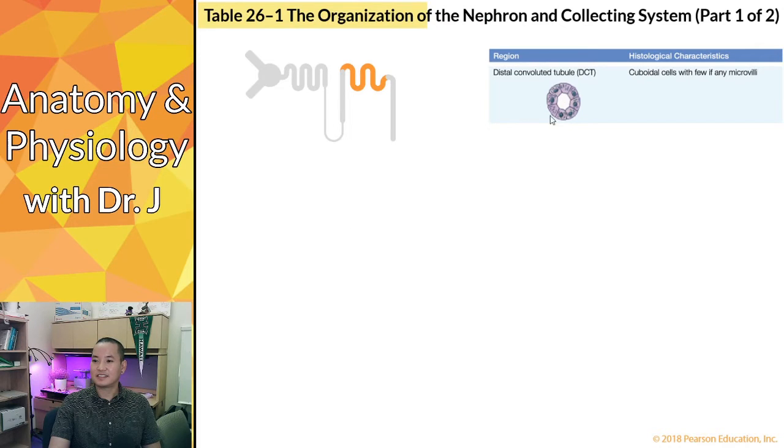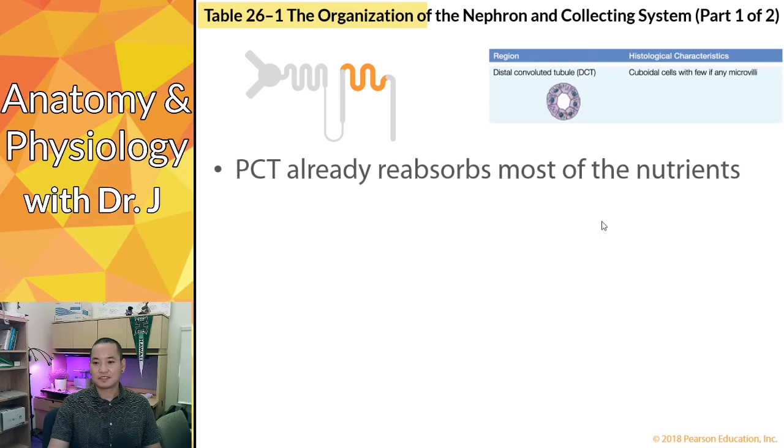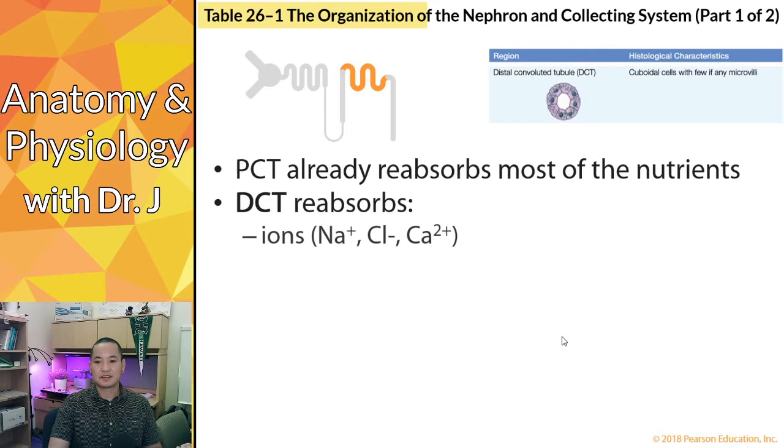So notice that the DCT has very few microvilli. Why? Because the PCT, earlier in the flow of fluid throughout your renal tubules, was where you did most of the reabsorption. The lack of microvilli on the inside of the DCT is a big clue that reabsorption is not one of its major functions. The PCT already reabsorbed most of the nutrients, and the DCT does do some reabsorption. It can reabsorb some ions like sodium chloride and calcium, but it also secretes.